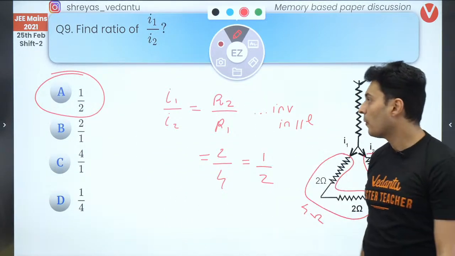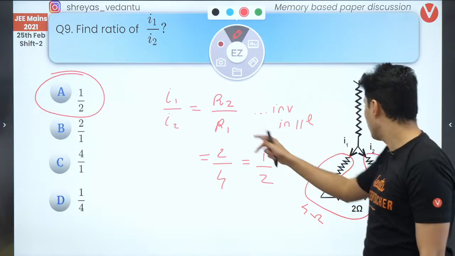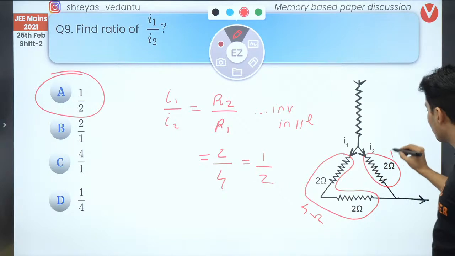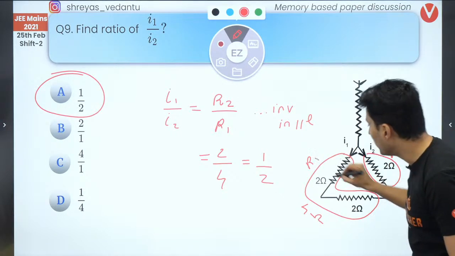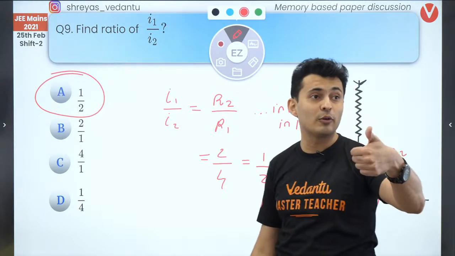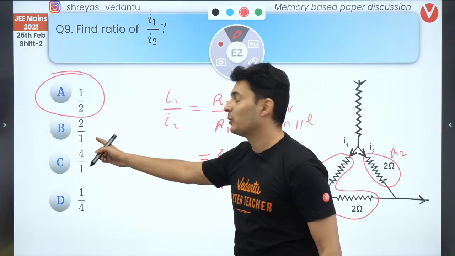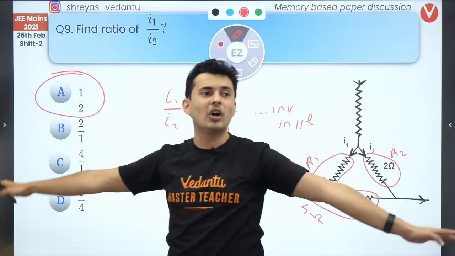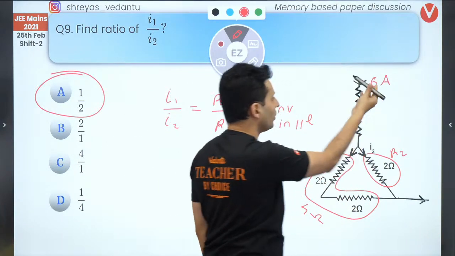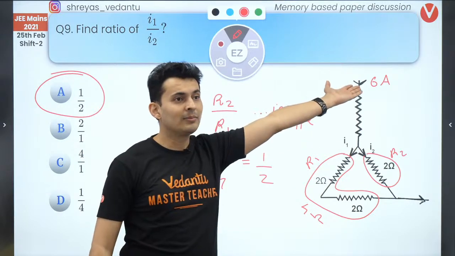So inversely related. Remember, this is R2, this is R2, this is R2, and this is R1. So be careful. Inversely related. If you mark 2:1, gone. And this 6 amperes is useless. What are you going to do with it?